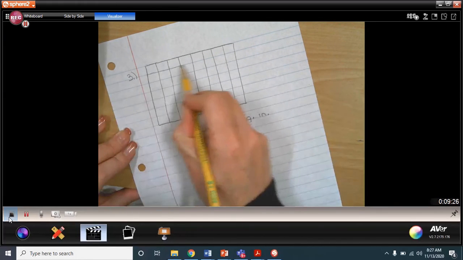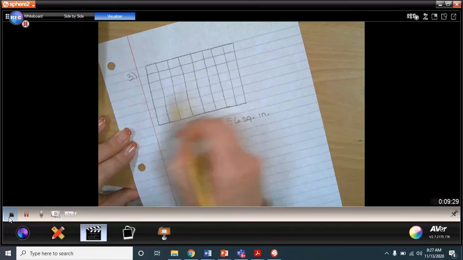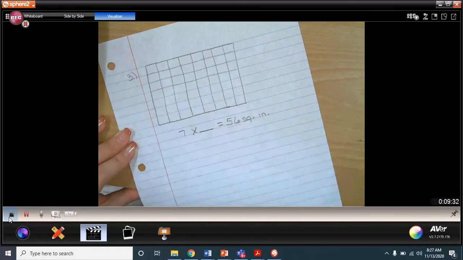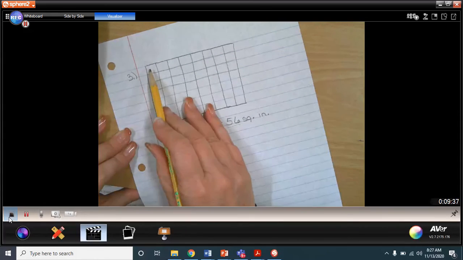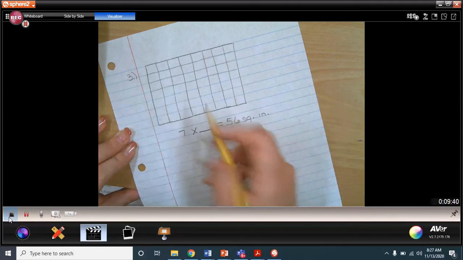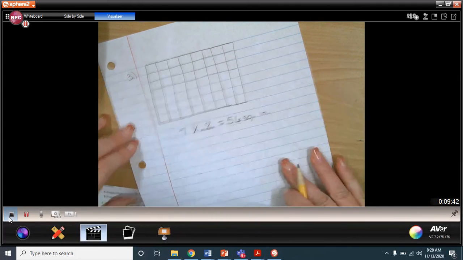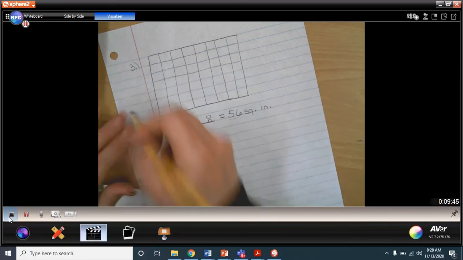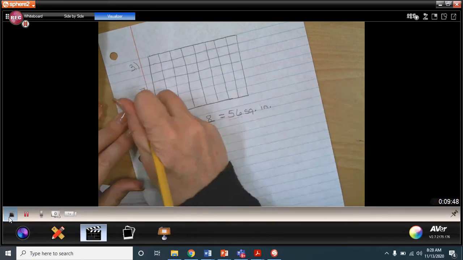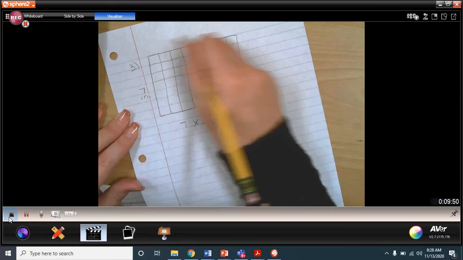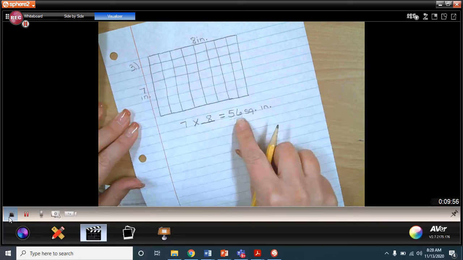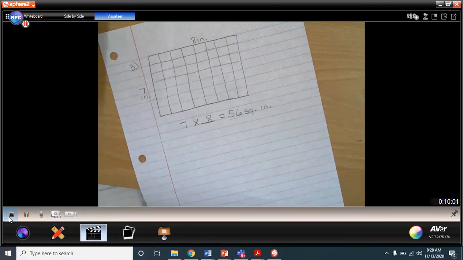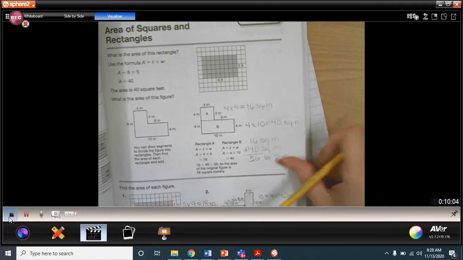So if I go ahead and fill those in, I will have 56 square inches. So that tells me that I had 7 rows with 1, 2, 3, 4, 5, 6, 7, 8 squares in each row. So my missing length, if I label this 7 inches, is 8 inches. And when I multiply those, I get the 56 square inches. So that is the front of our 14-4.